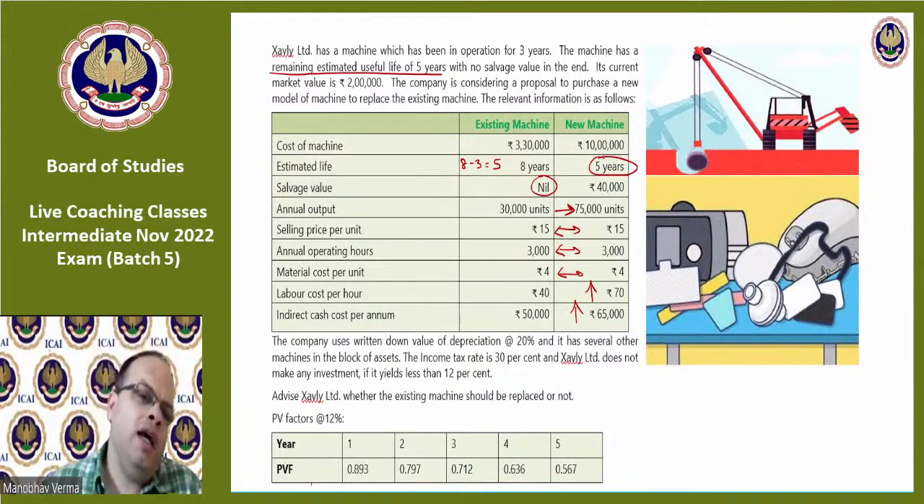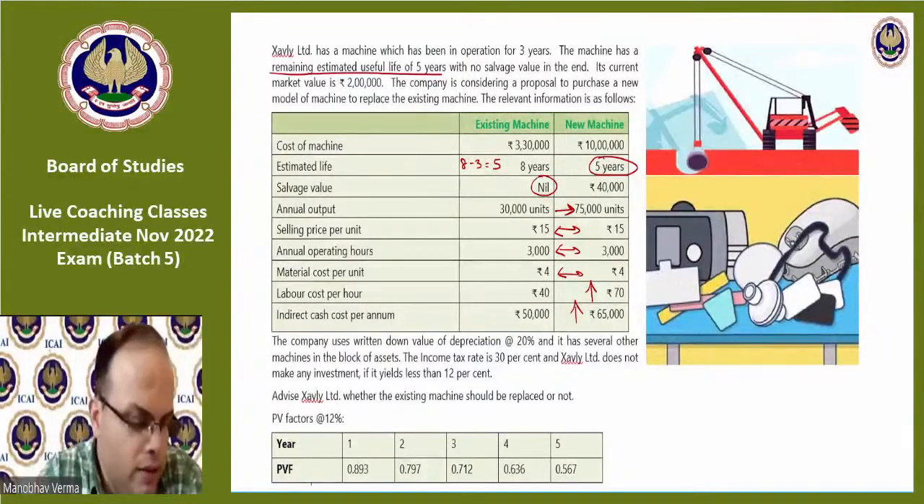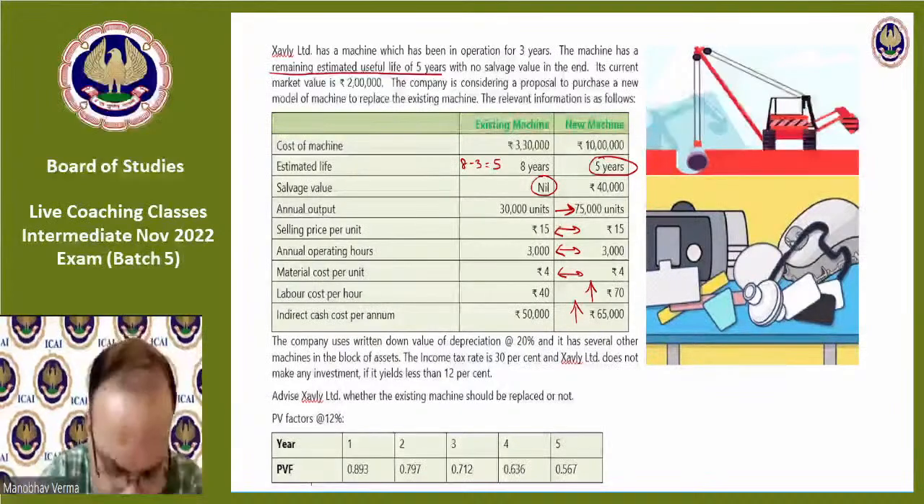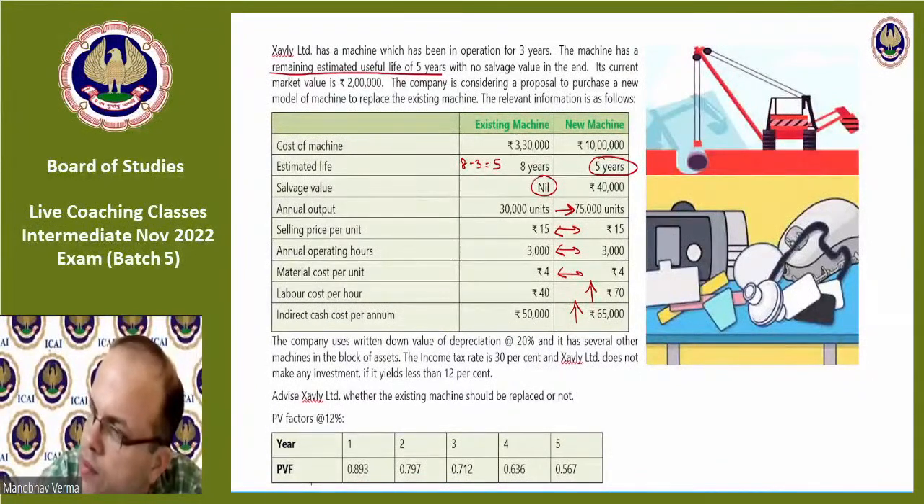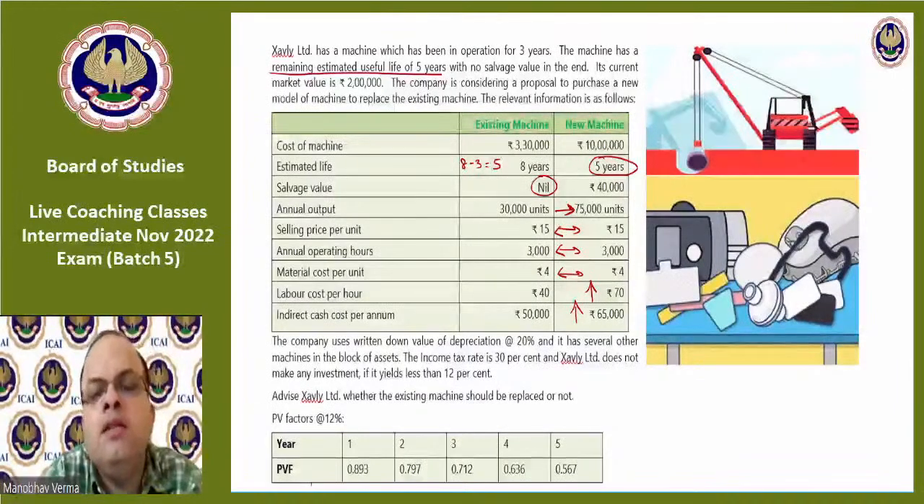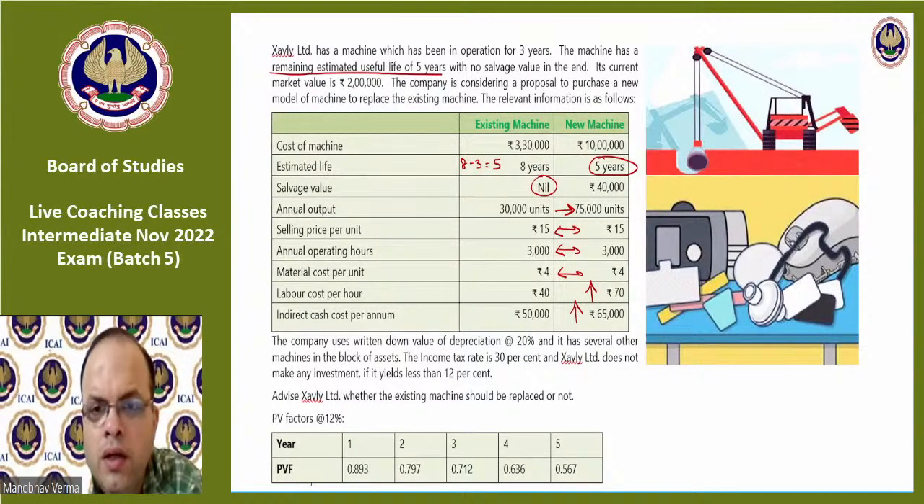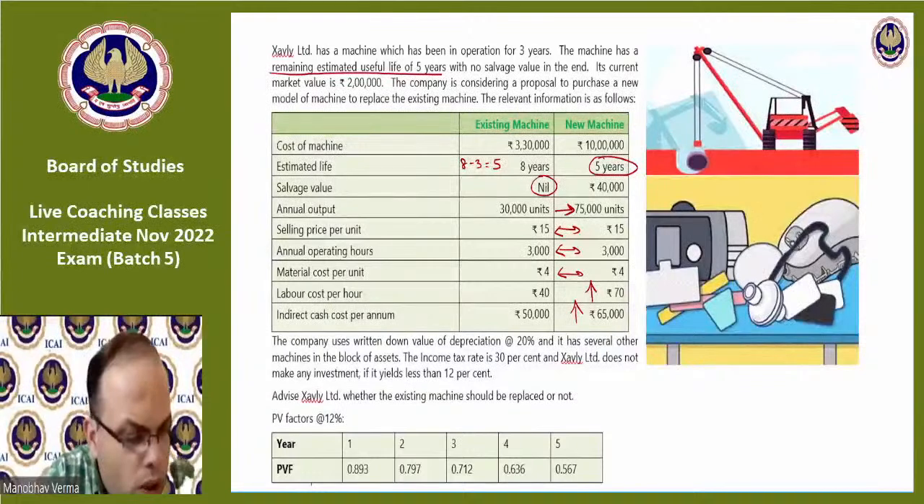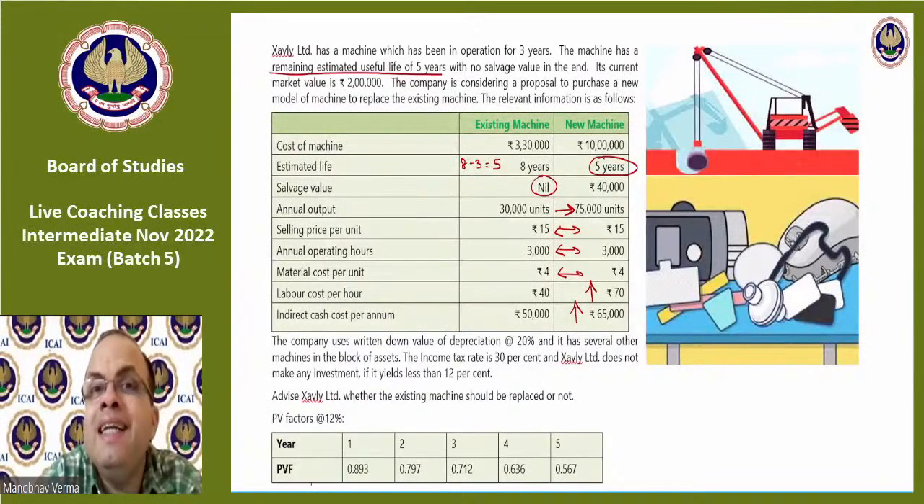So guys, if I want to understand this particular question in a nutshell, I am just thinking about, is it worth spending 10 lakhs on an additional savings of 45,000 units converted into monetary terms? As in, we know selling price is 15, we know material cost and labor cost per hour. So what we need to do is calculate the incremental benefit. And the depreciation rule is 20%.